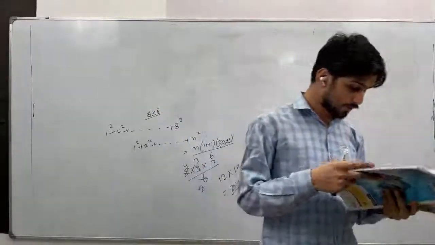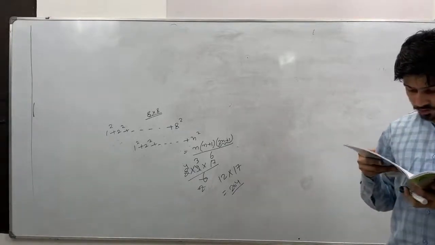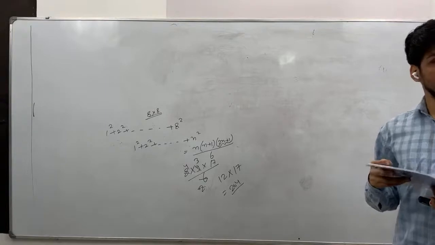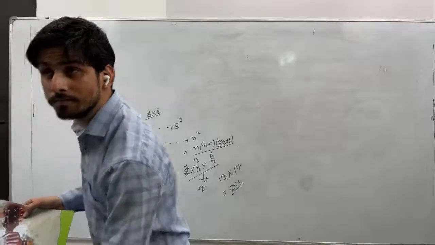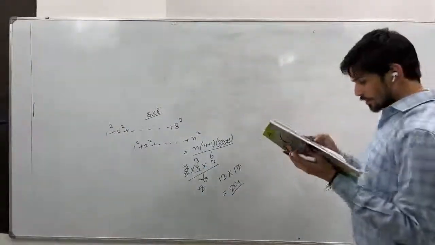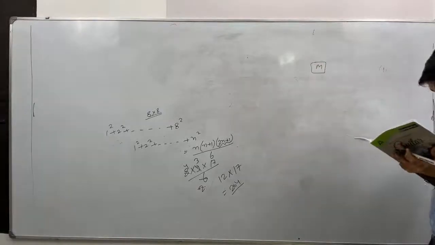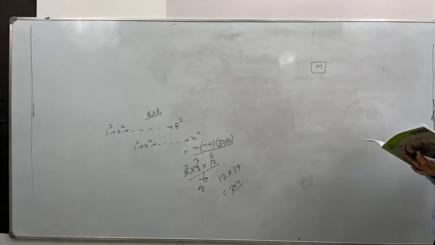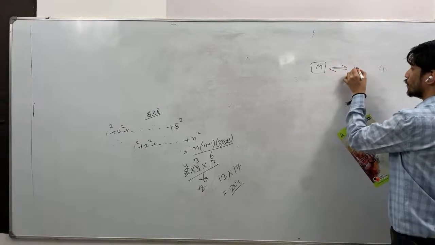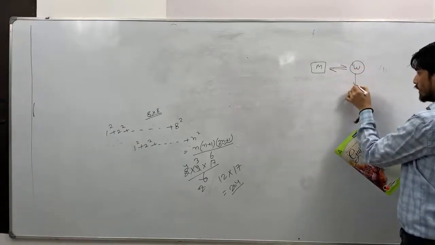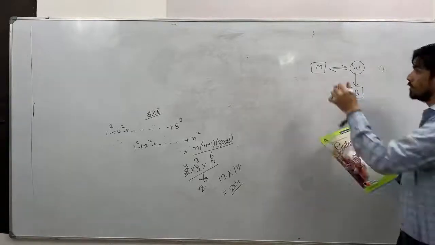Question number 1, all of you try. Pointing to a woman in a photograph, a man says, she is the mother of the father of my wife's only son. So how is the woman related to the man? First try to draw the tree diagram, then you show. So the man says like this: she is the mother of the father of my wife's only son. My wife's only son, that is, let me write B. She is the mother of the father of the only son. So that will be L.